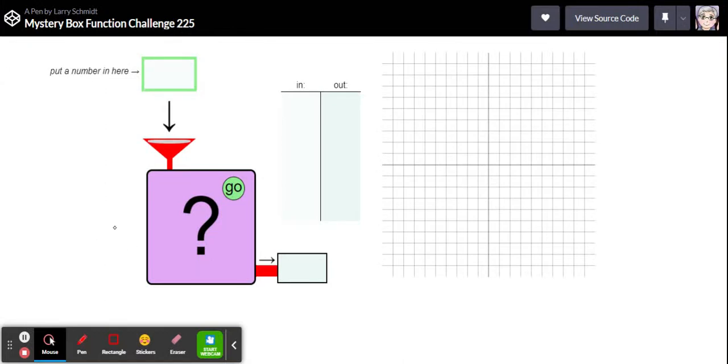In the purple mystery box there is some math and your challenge is to figure out what that is. You can try this yourself by going to the link in the description, and when you think you've got an answer, come on back and see if we get the same thing.